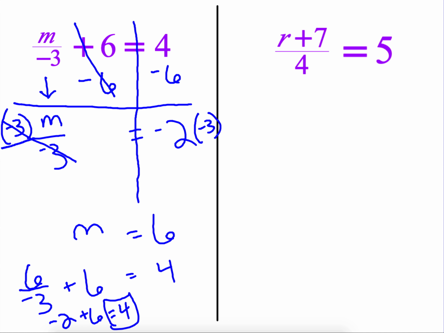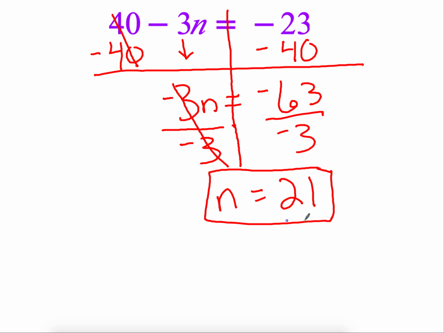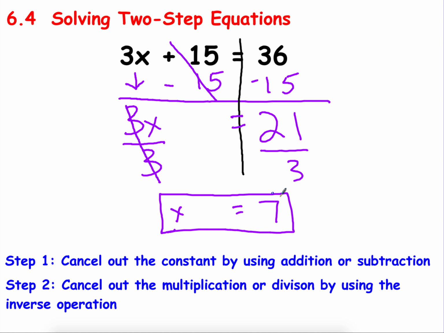If I go to a previous equation, I could do the same exact thing. I could plug in 21 for n here. 3 times 21 is 63. So I would have 40 minus 63, and that would give me negative 23. I would do the same thing on this one. 3 times 7, x is equal to 7. 3 times 7 is 21. Plus 15 is 36. It works out.